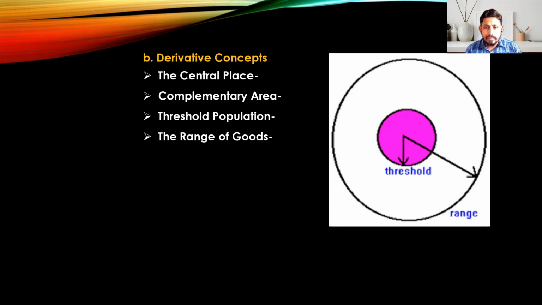So that inner circle defines the threshold population, which is the minimum number of people required in order to support a particular good and service at the center. And this outer limit defines the range of the good, that is, the maximum distance that a consumer is prepared to travel to purchase a particular good and service. So that defines the difference between threshold population and range of the good.